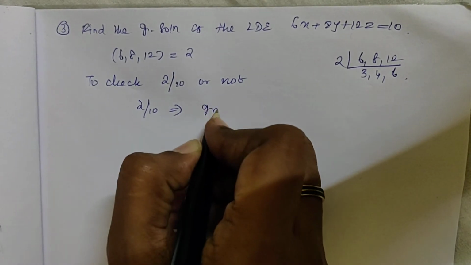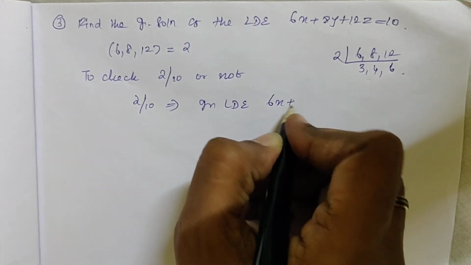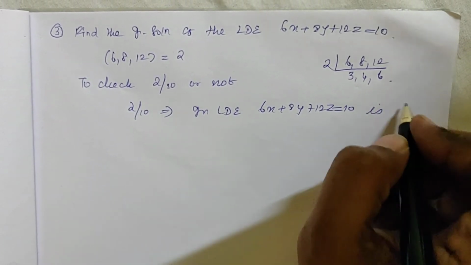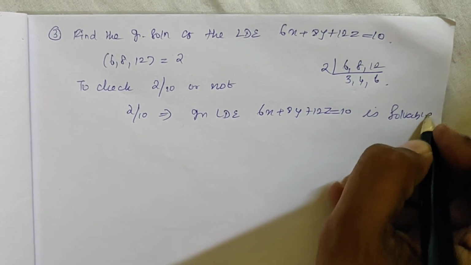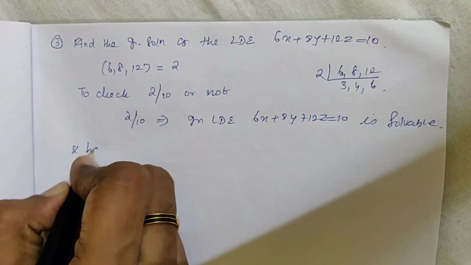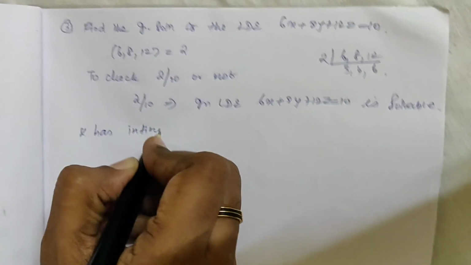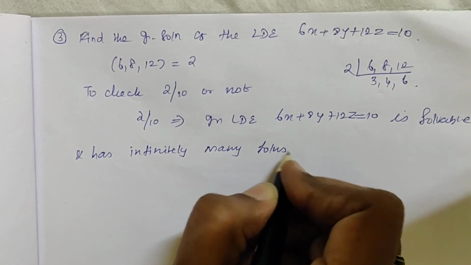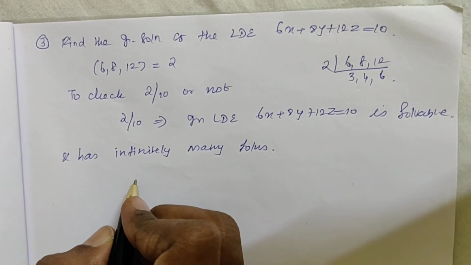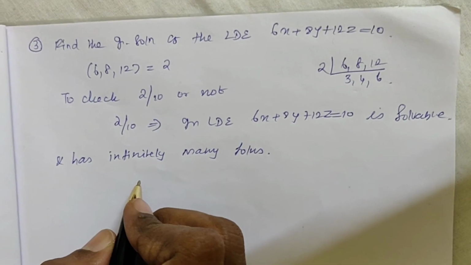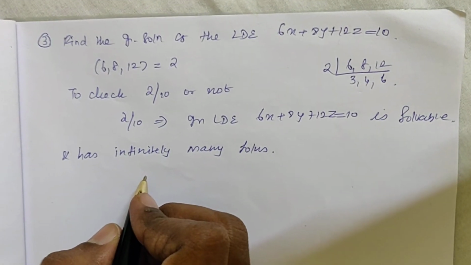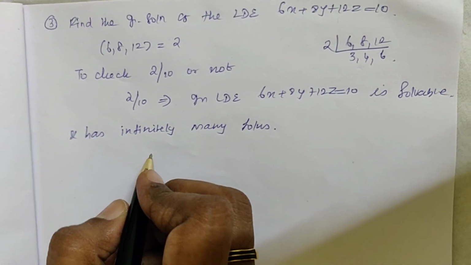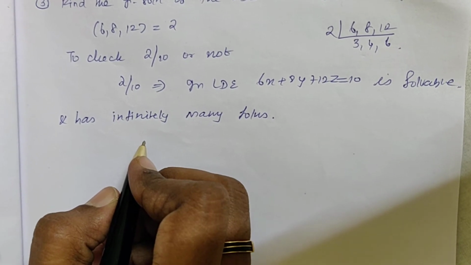This implies the given LDE 6x plus 8y plus 12z equal to 10 is solvable and has infinitely many solutions. So the given LDE is in terms of 3 variables. So you have to reduce the given LDE into 2 variables.